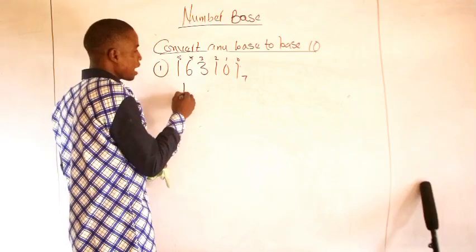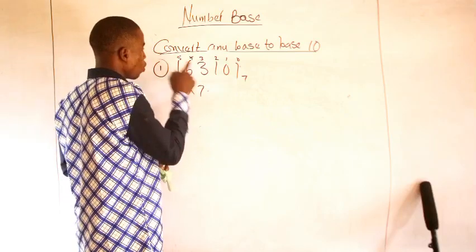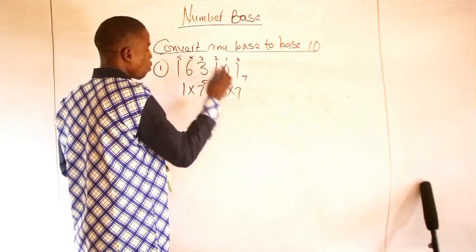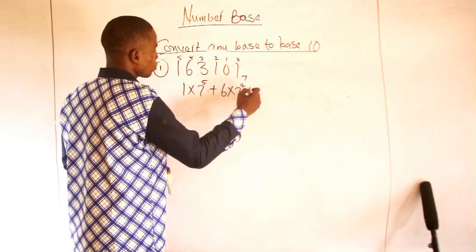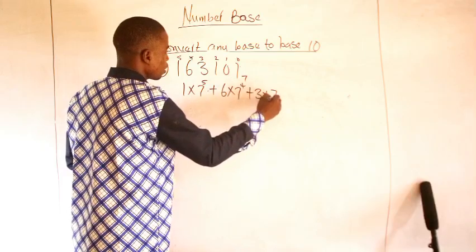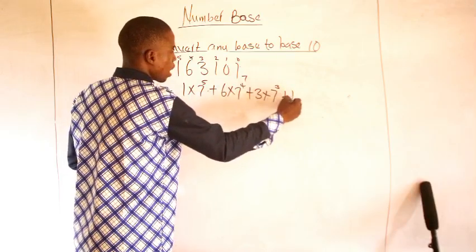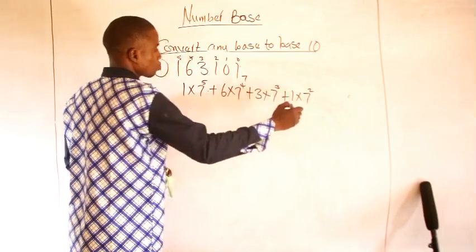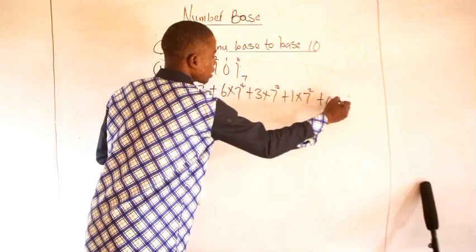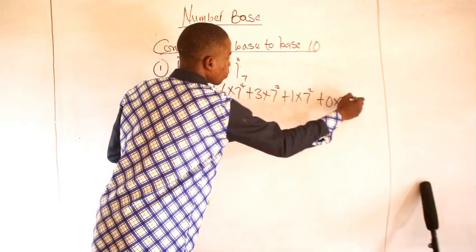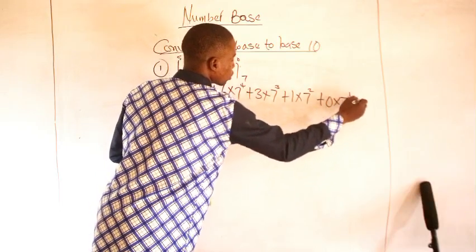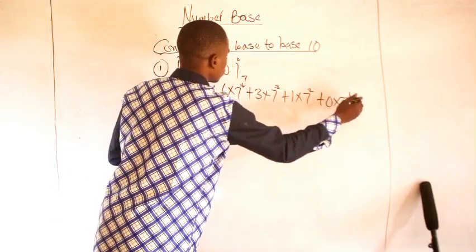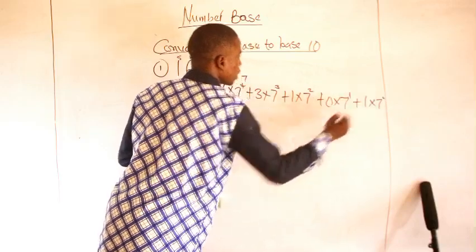Now, it will be 1 times 7 raised to power what? 5. Plus 6 times 7 raised to power what? 4. Plus 3 times what? 7 raised to power 3. Plus 1 times what? 7 raised to power 2. Plus 0 times 7 raised to power 1 plus 1 times 7 raised to power 0.